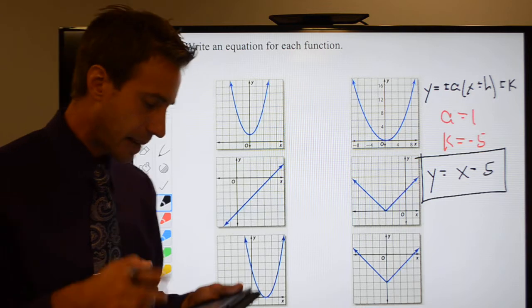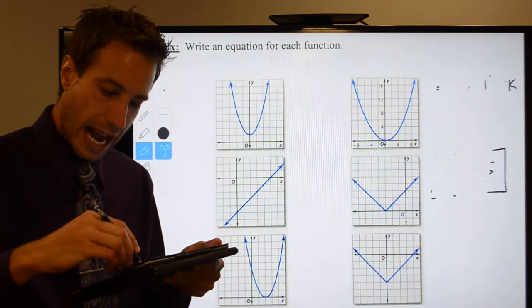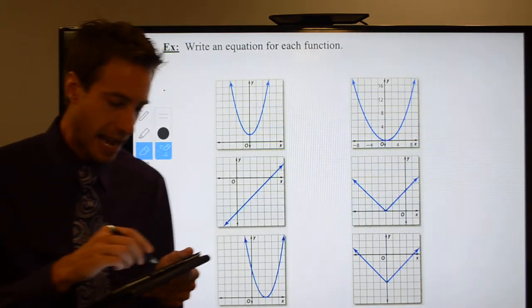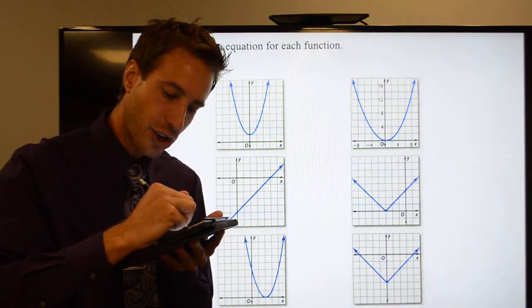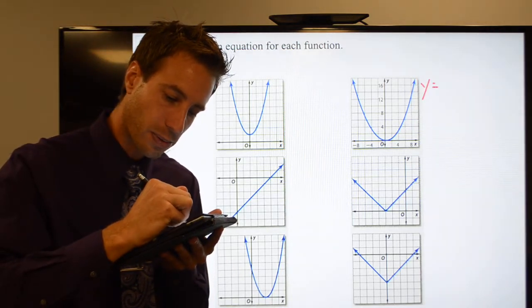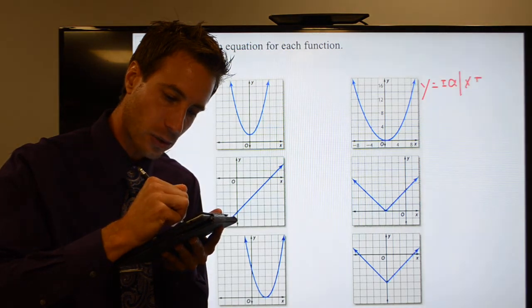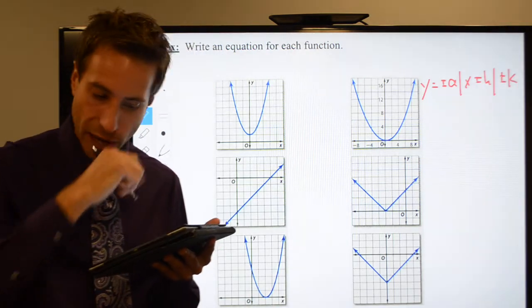Here we go. Let's try this absolute value one. Write out the general equation for absolute value so that once I find my a, h, and k, I can get those guys plugged in. Well, I remember the general equation is y equals plus or minus a times the absolute value of x plus or minus h plus or minus k. Here we go. Let's figure out a.